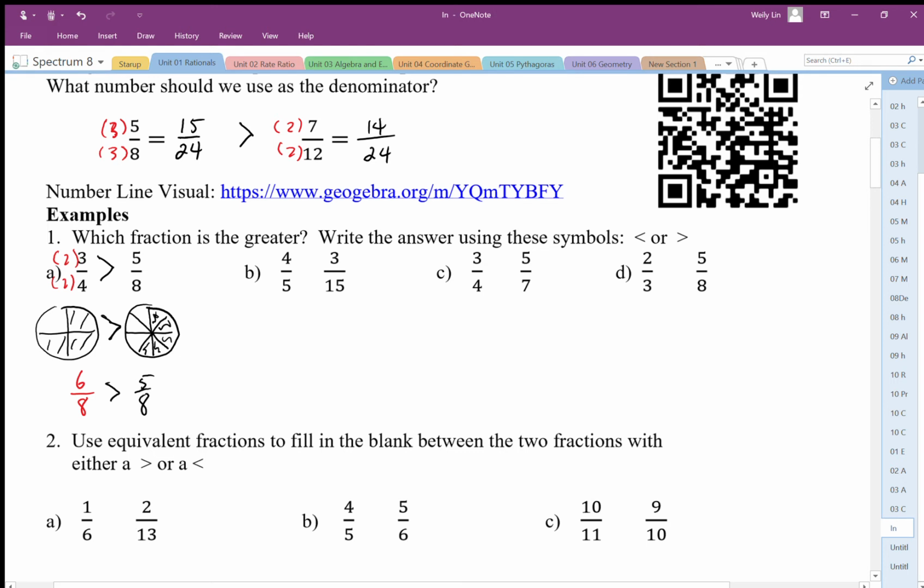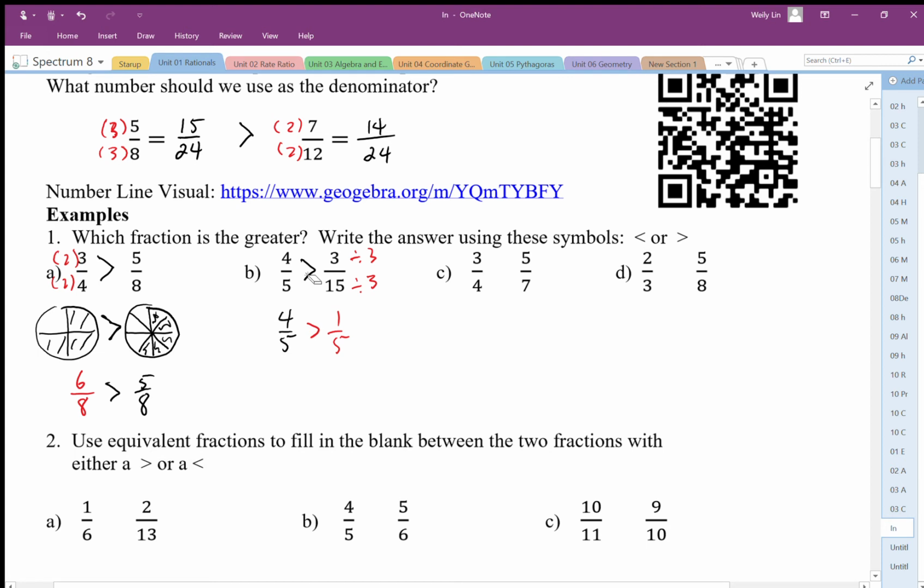For B, this one should be fairly obvious which one's bigger. 4/5, 4 out of 5 pieces, and 3 out of 15 pieces. Wow, this is way bigger. We can actually show this by dividing by 3 here. We can get a common denominator by division. I can either times or divide. So I end up with, in this case, 1/5, and definitely 1/5 is smaller than the 4/5 over here.